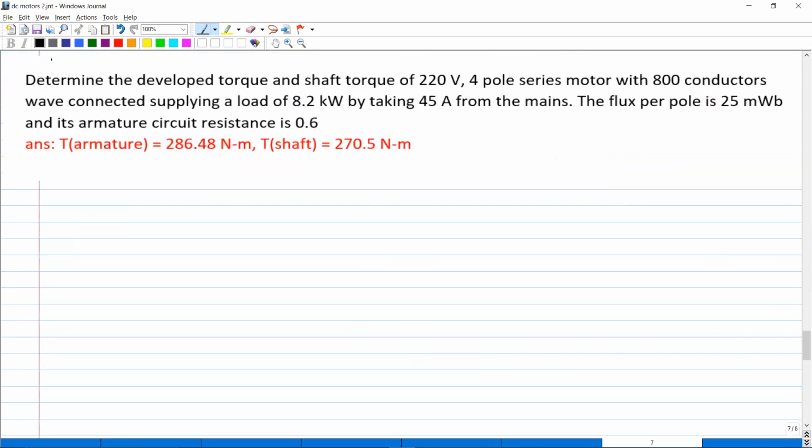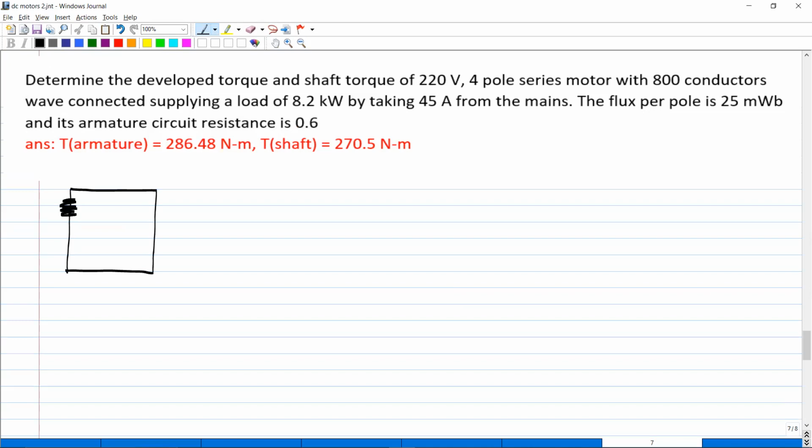Determine the developed torque and shaft torque of a 220 volts 4-pole series motor with 800 conductors wave connected, supplying a load of 8.2 kilowatts by taking 4.45 amperes from the mains. The flux per pole is 25 milliwebers and the armature circuit resistance is 0.6. So we have a series motor here, but no series field was mentioned, so we assume there is only the armature.